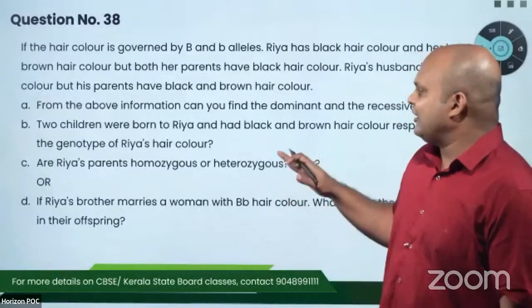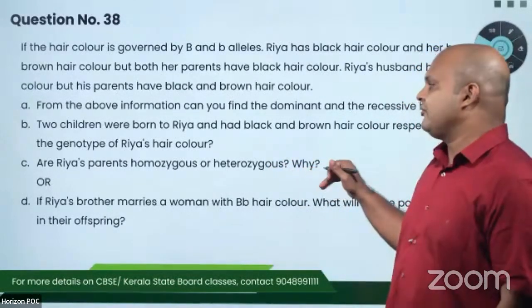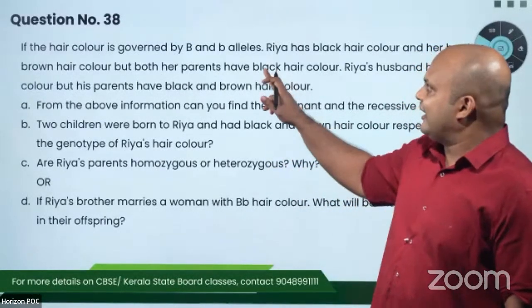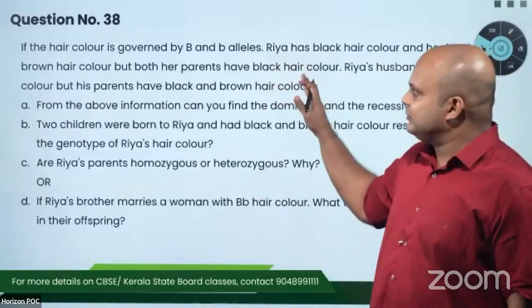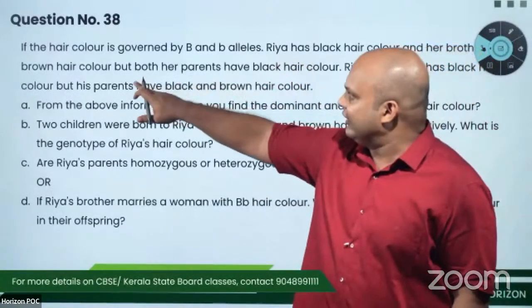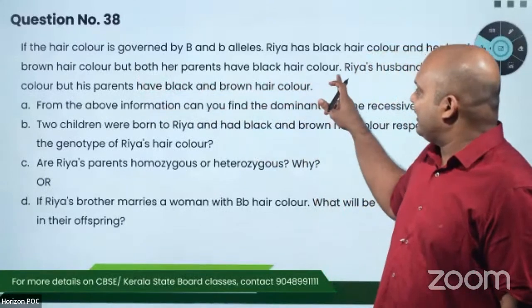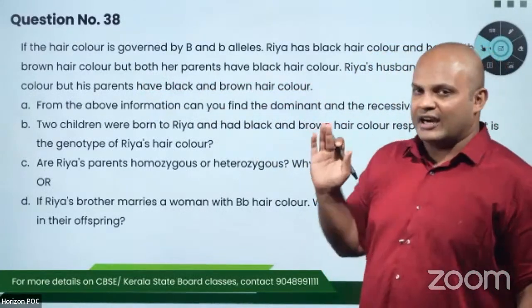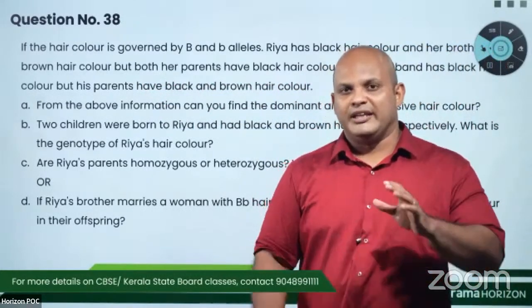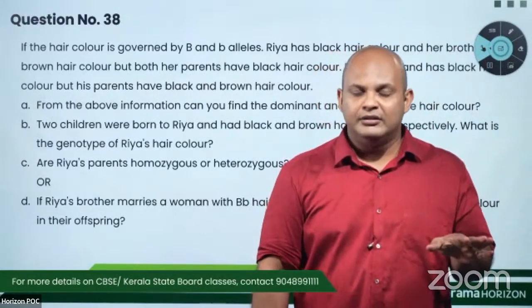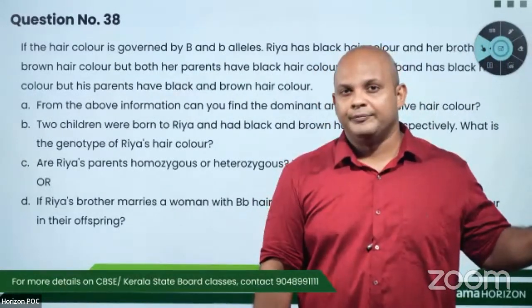Now, next question, are Ria's parents homozygous or heterozygous? Why? We notice here that even though Ria's parents both have black hair, both her parents have black hair color, they have had two children with different hair color. So they have a daughter with black hair, they also have a son with brown hair.